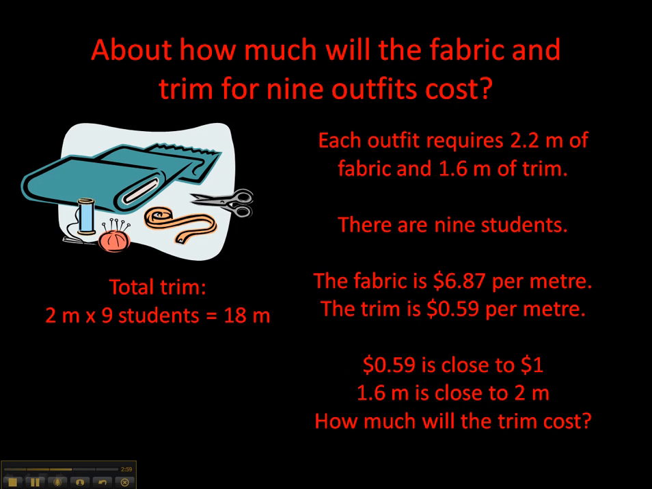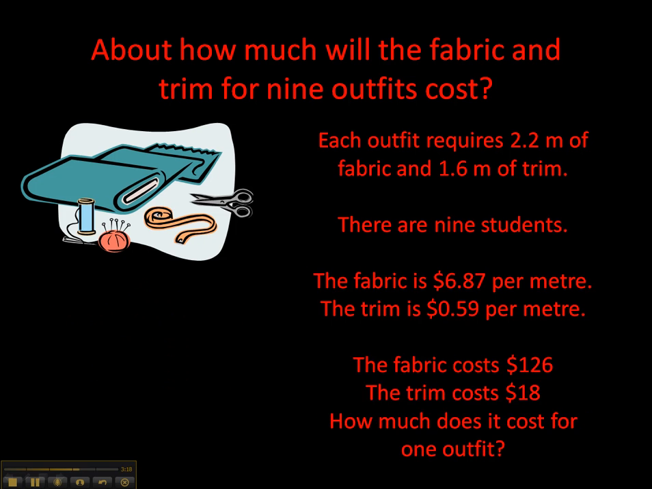Welcome back. If you wanted to figure out how much total trim you needed, you would multiply 2 meters by 9 students, so that means 18 meters of trim in total. And the total cost for that, if we're rounding 59 cents up to $1, is 18 times 1, easy enough, $18.